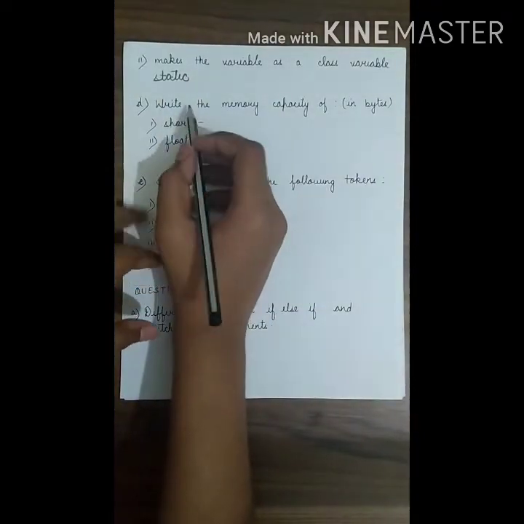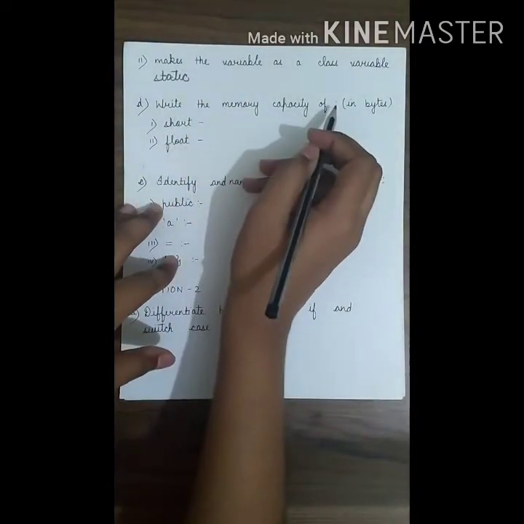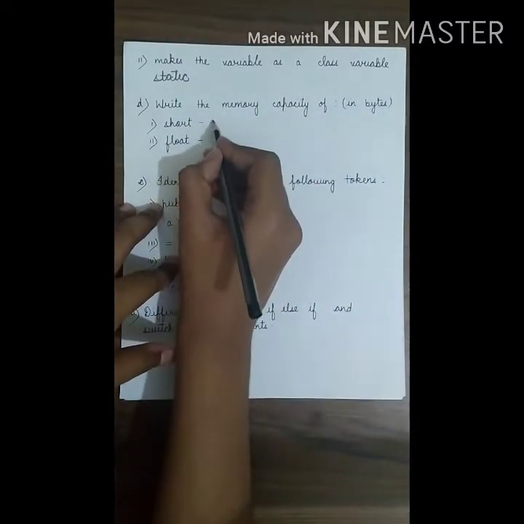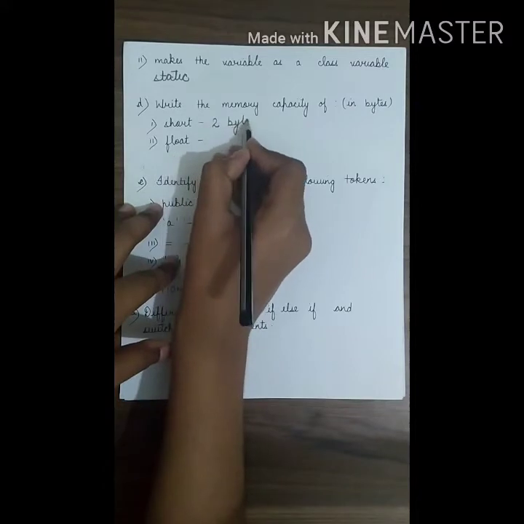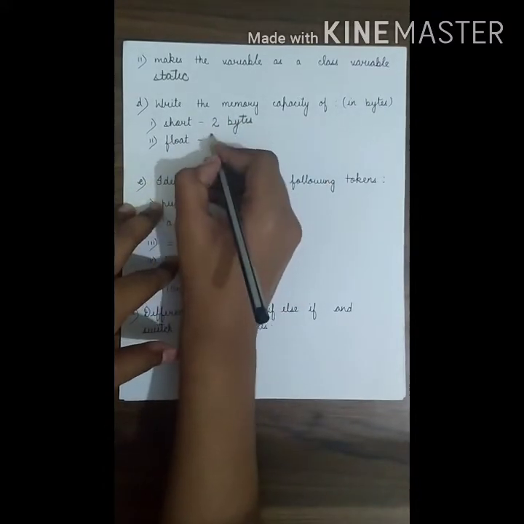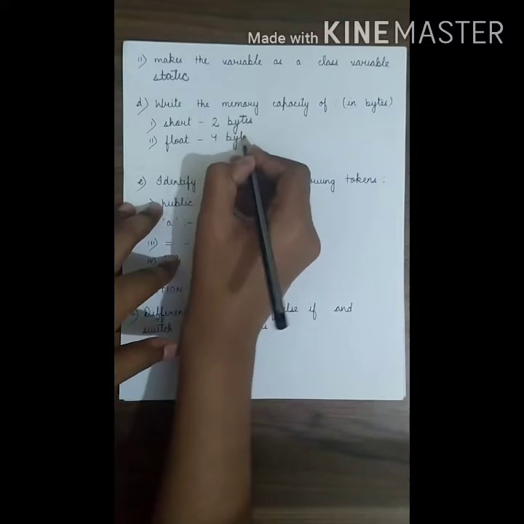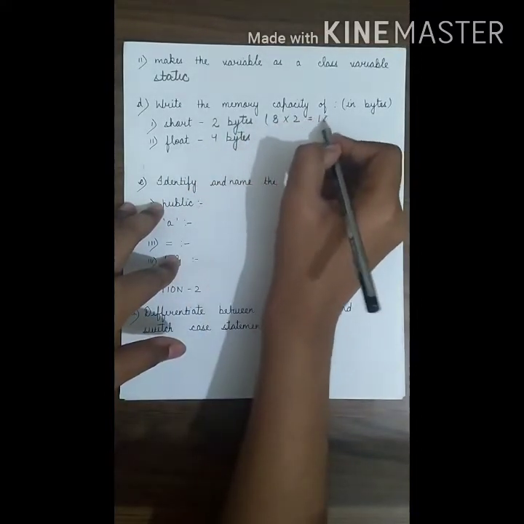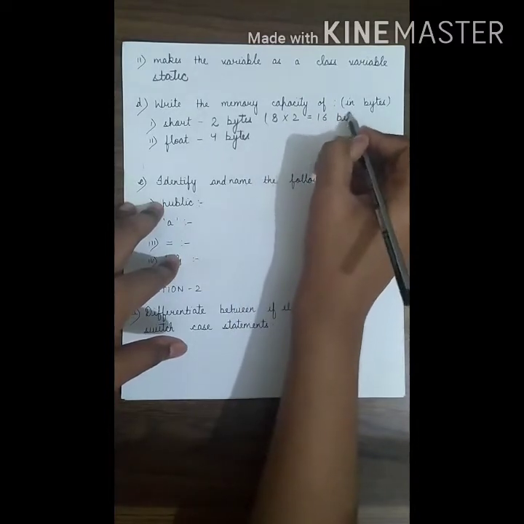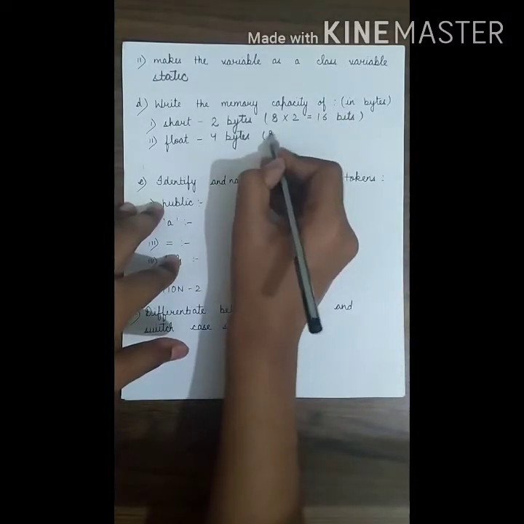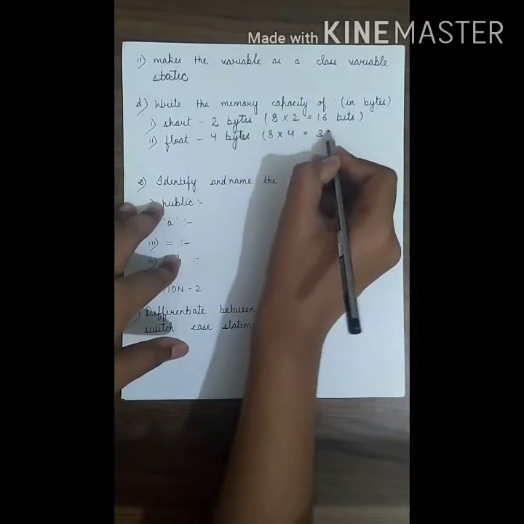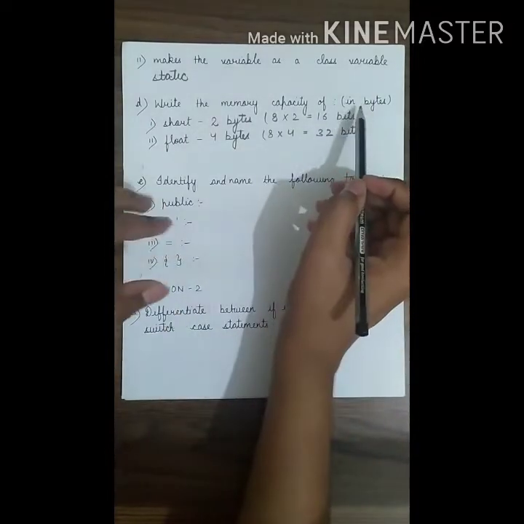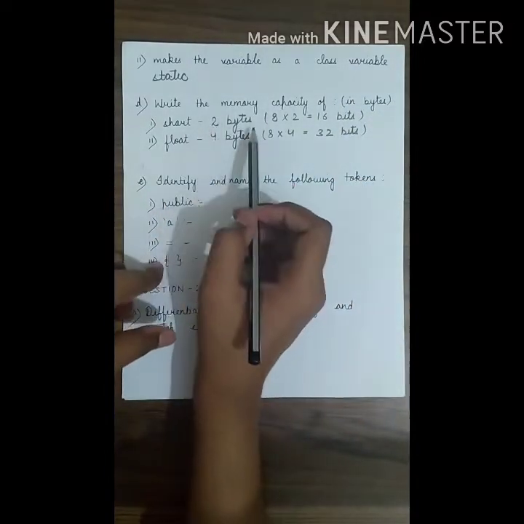Now D part: write the memory capacity of short and float. Short's memory capacity in bytes is 2 bytes and float is 4 bytes. Or we can write it as 8 into 2 is equal to 16 bits, and 8 into 4 is equal to 32 bits. But in the question it is asked in bytes, so we have written the answer in bytes.